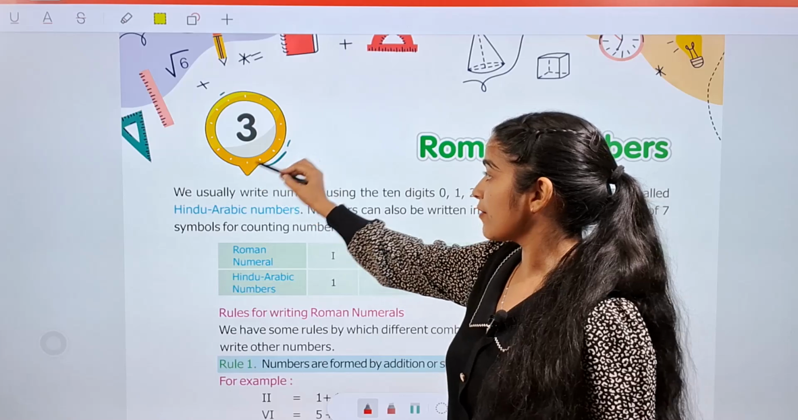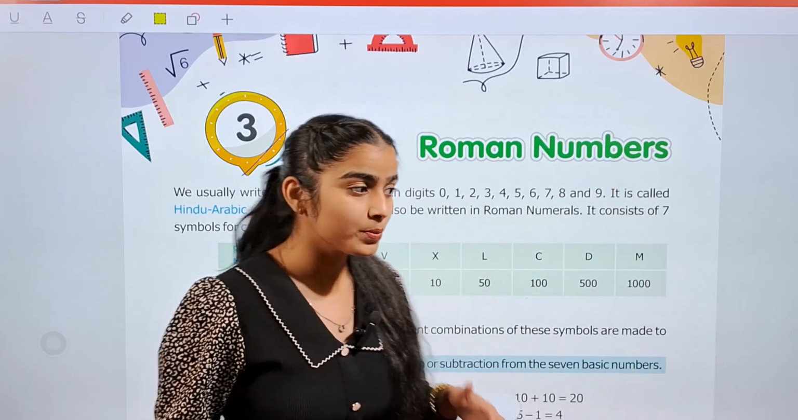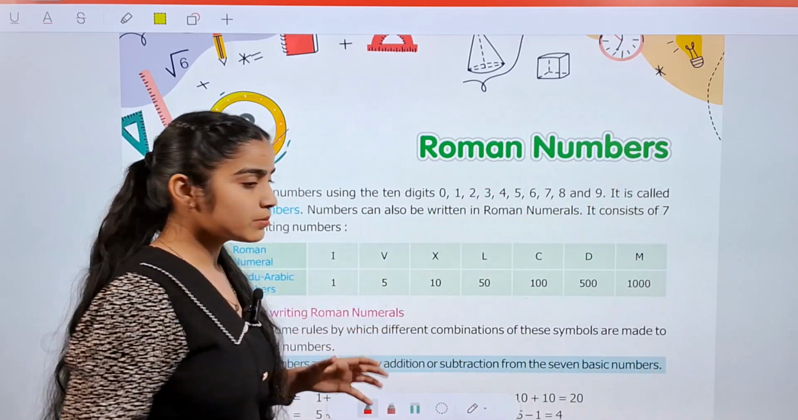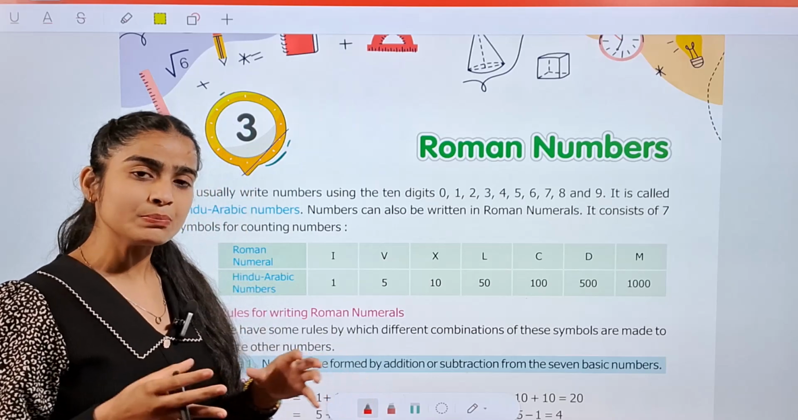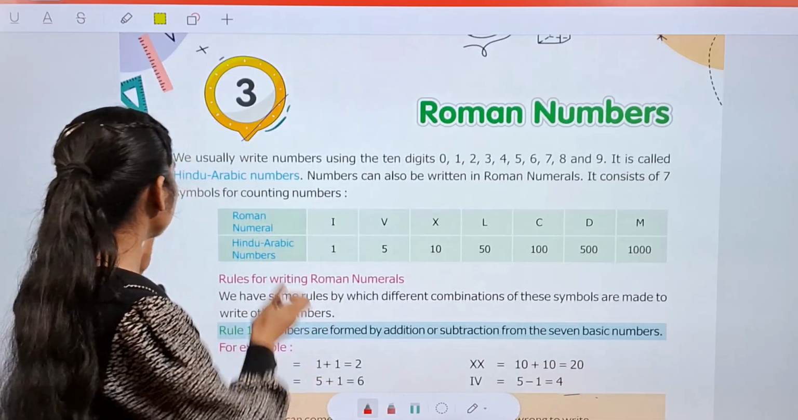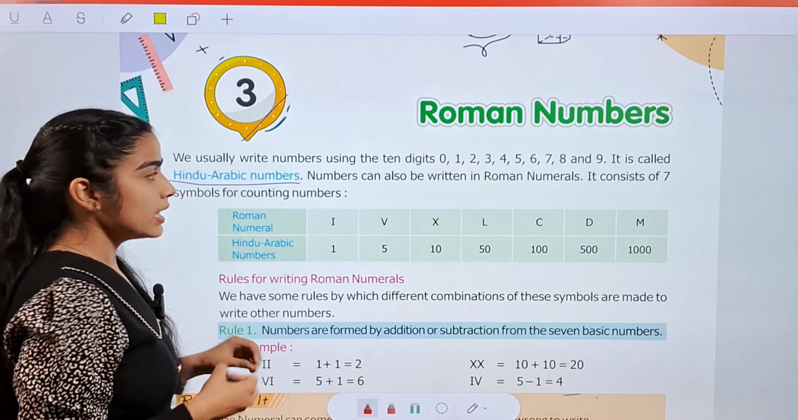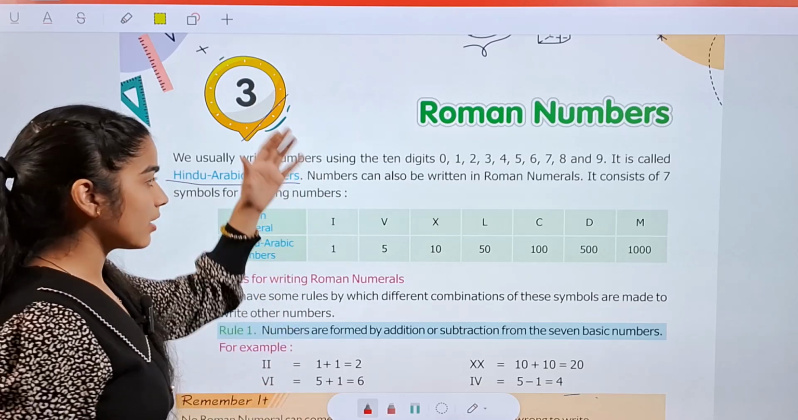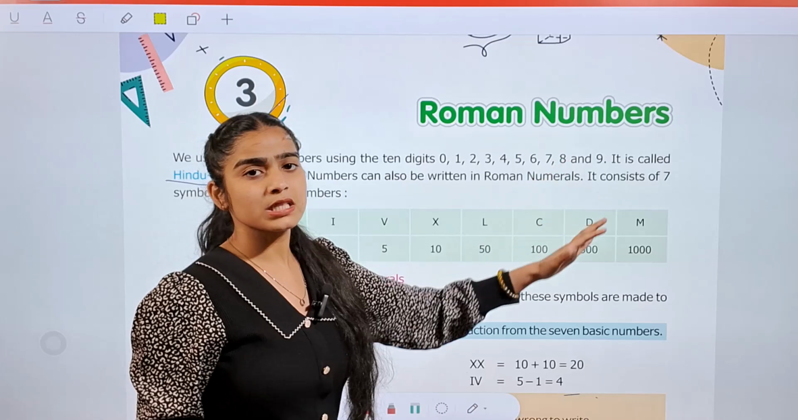So today we have chapter number 3, which is Roman numbers. In Roman numbers, we have simple numbers like Hindu-Arabic numbers. Hindu-Arabic numbers are generally 1, 2, 3, 4, 5, 6, 7, 8.